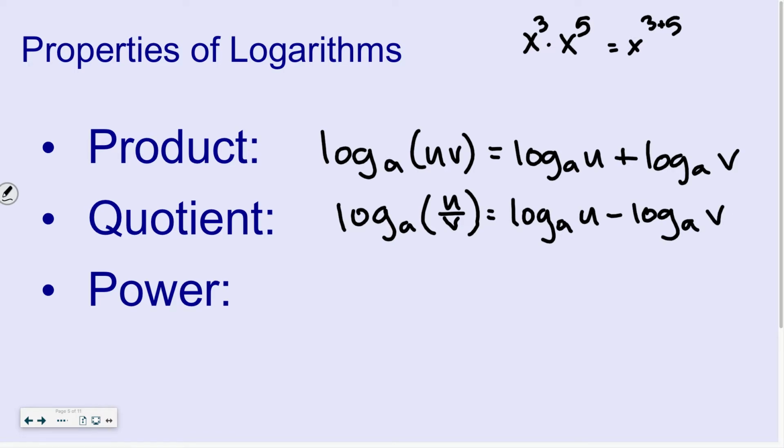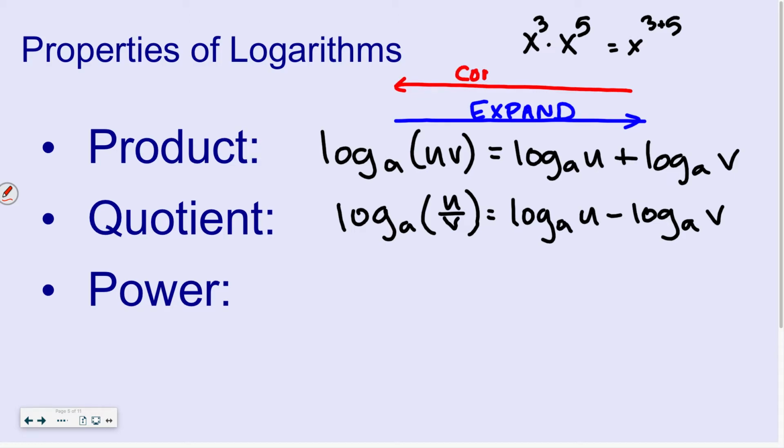Now, all three of these properties can go both ways. So we have different sets of directions that we use. If we're going from the left, we're taking a product and turning it into the sum of two logs. That's called expanding. So if you go from left to right, that's called expanding. And if you go from the right to the left, if you have two logs that are being added together, but you put them together in one log, then that's called condensing. So those phrases may sound familiar to you.